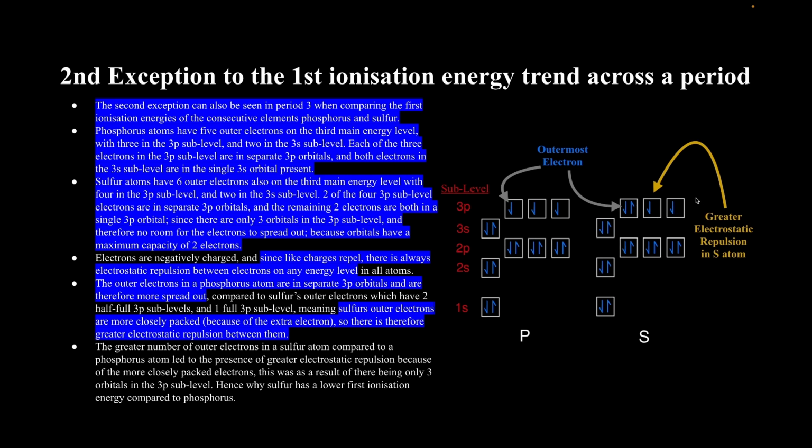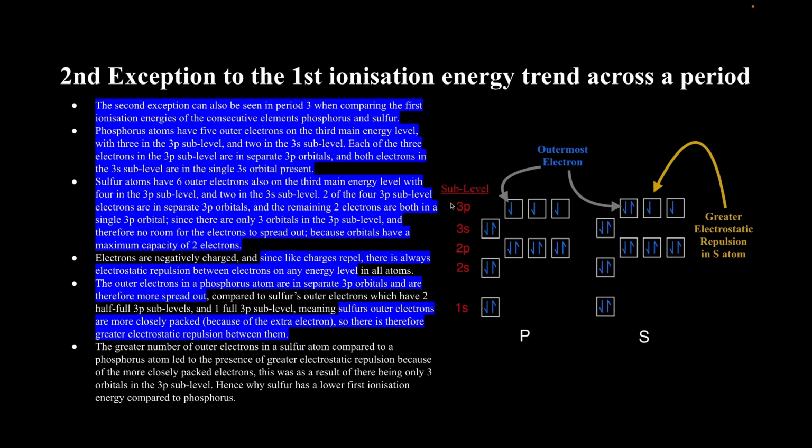So we don't have an extra orbital here, so we have to put the extra electron with another electron that's already in an orbital, and that creates extra repulsion between the electrons in the 3p sublevel because they're less spread out compared to electrons in the 3p sublevel in phosphorus.